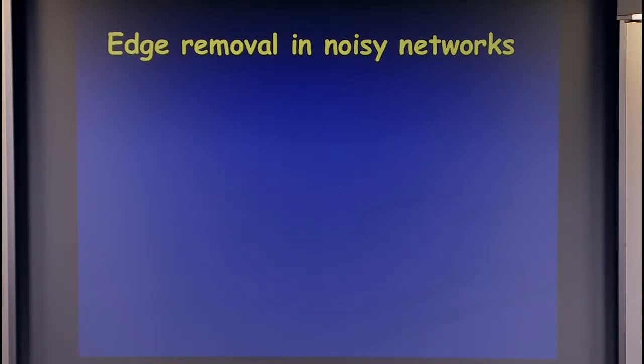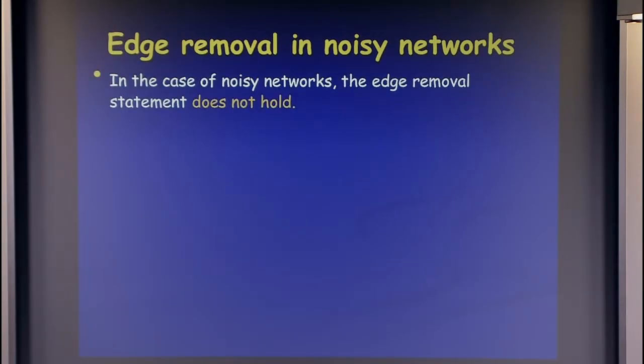Before we talk about what we do with the edge removal problem, if we would know that it's solved, let's see what happens in noisy networks, because what we've been thinking about up to now is network coding, which was noiseless networks. If the networks are noisy, edge removal does not hold. This is known not to hold. I'll show two examples, one for adversarial noise, one for memoryless noise.